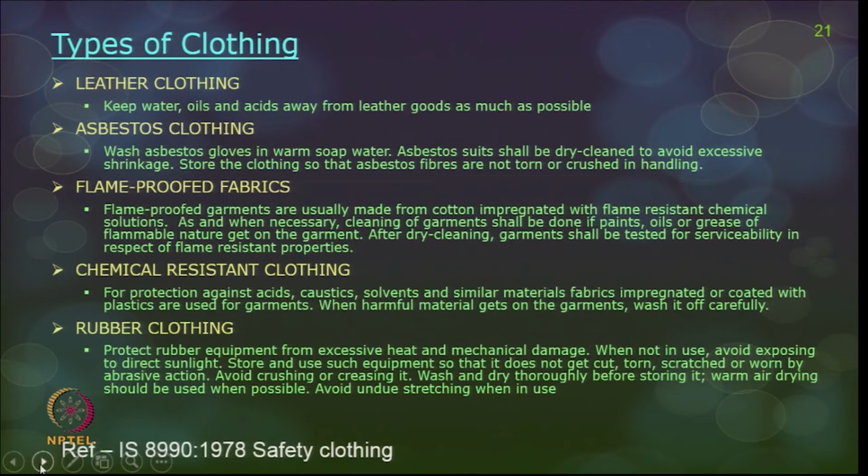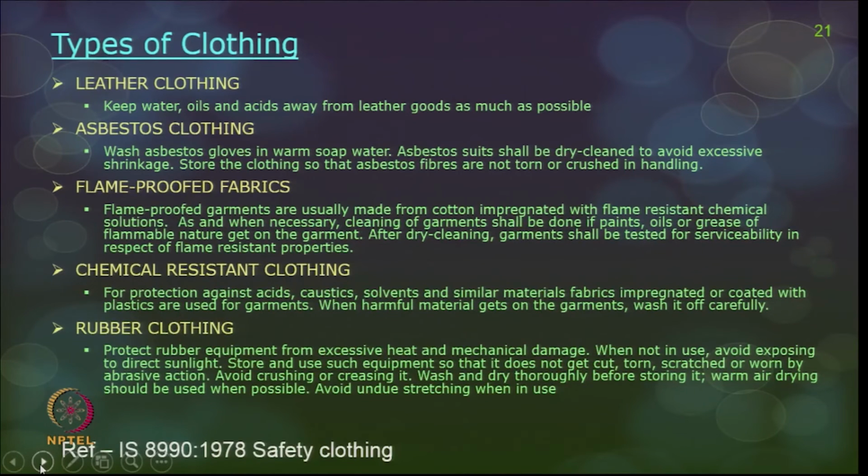Okay. Then types: leather clothing, asbestos clothing, flame proofed fabrics, chemical resistant clothing and rubber clothing. How to safeguard? Leather clothing makes you safe against water, oil, acids, etc. Asbestos clothing actually protects you from dust and other pollutants.